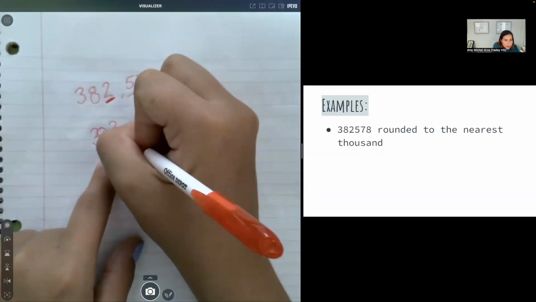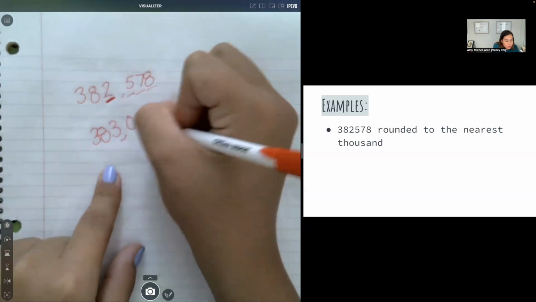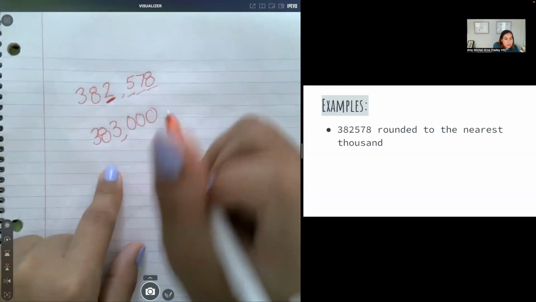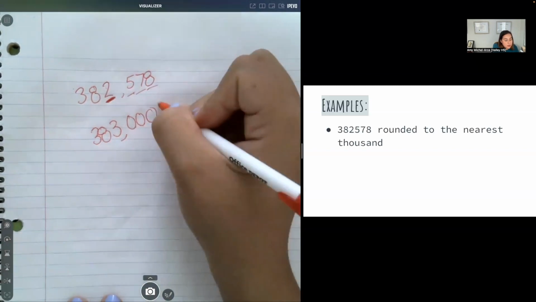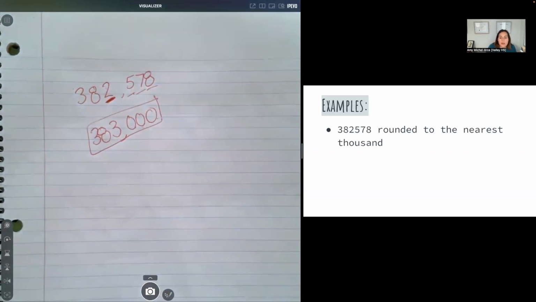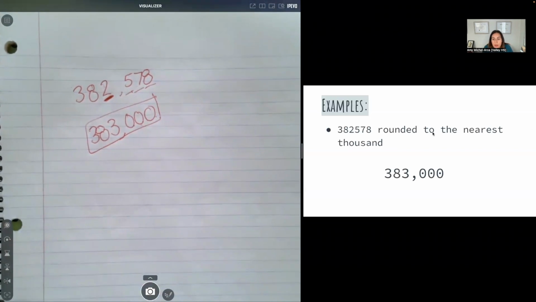And to keep the place value, those numbers to the right are going to stay as zeros. They're not going to go away. They're just going to become zeros. So this is the number we'd round that one to.